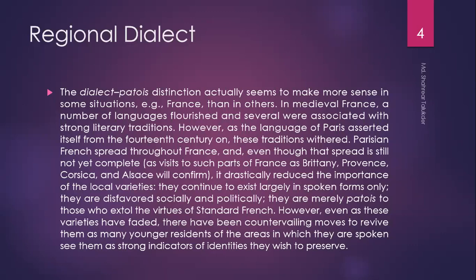Okay, and as a result, the other varieties besides Parisian French... Parisian French was in the capital city. That's why it gets the prominence. But on the other hand, the other dialects or variations couldn't survive. They disappeared. Not all of them, some of them disappeared. And you can see, here it says, it's drastically reduced the importance of the local varieties. That is, some of the varieties lost their importance.